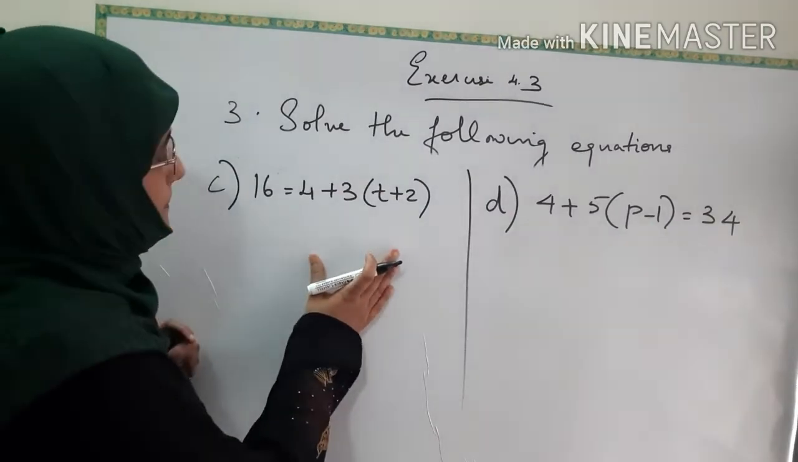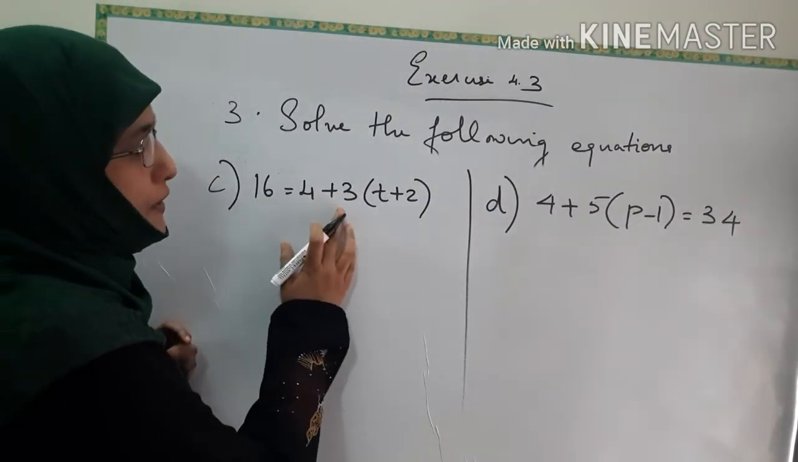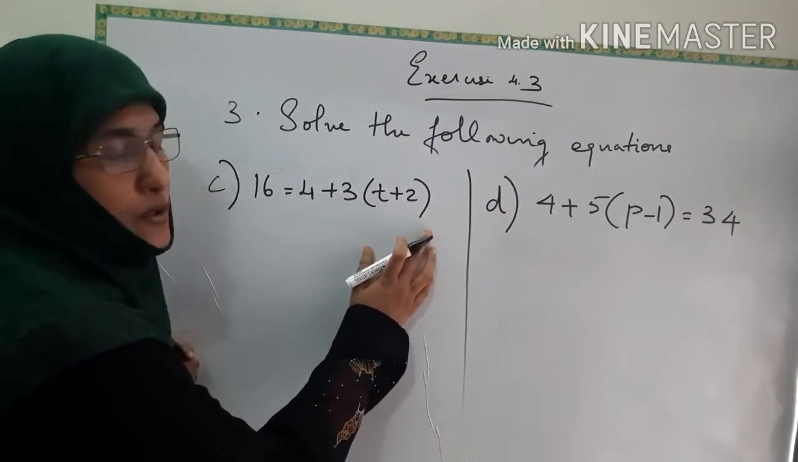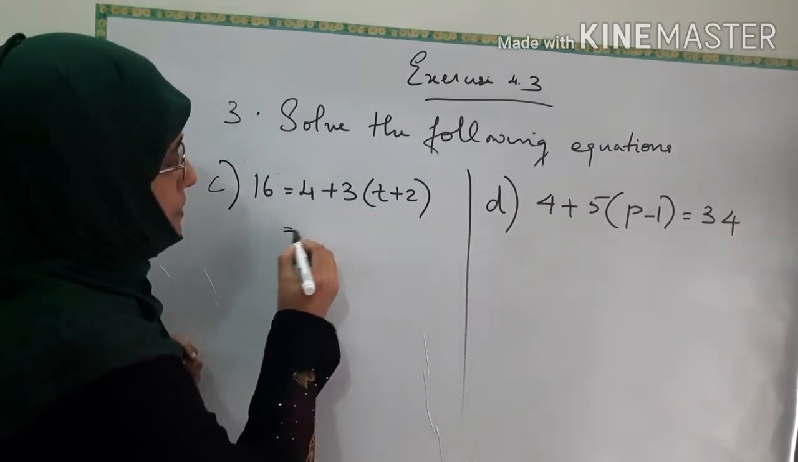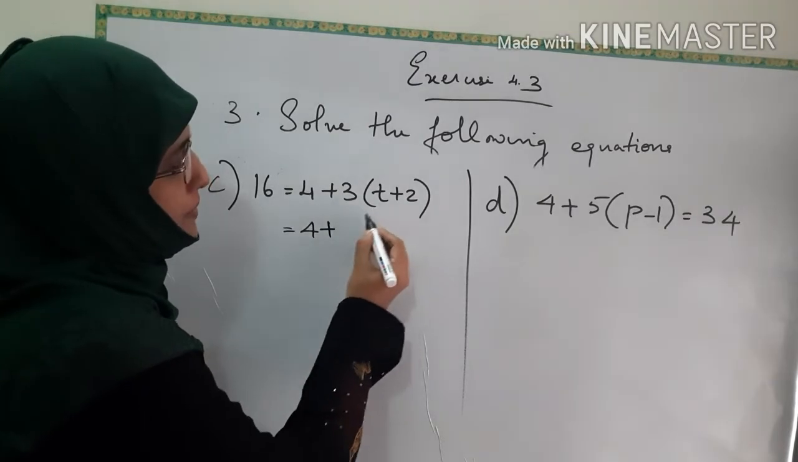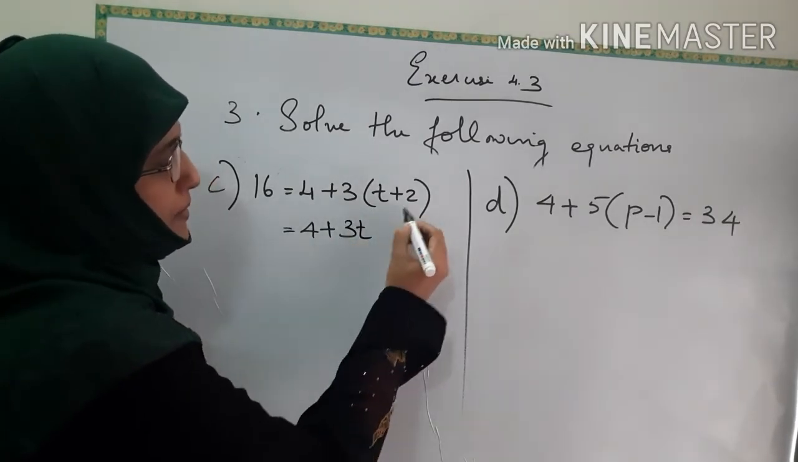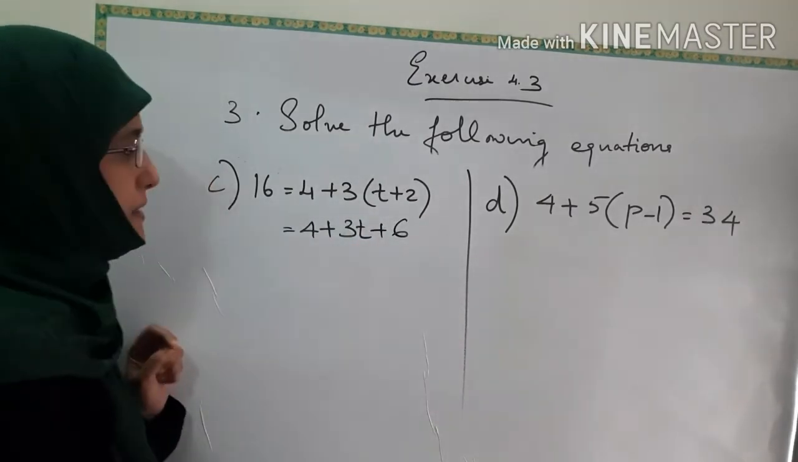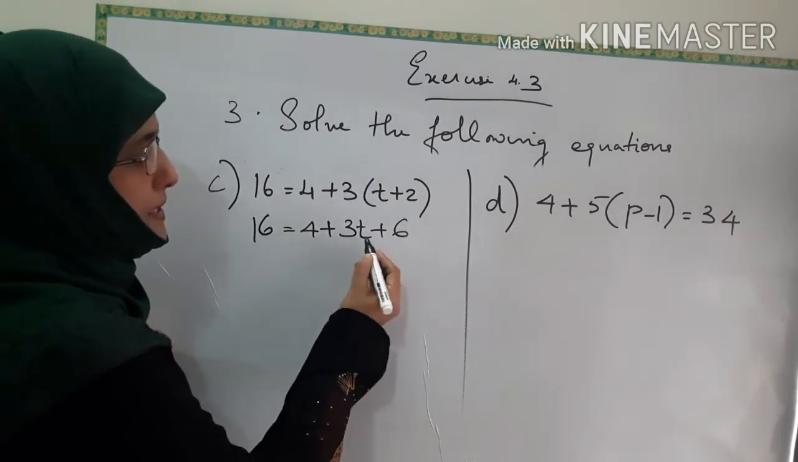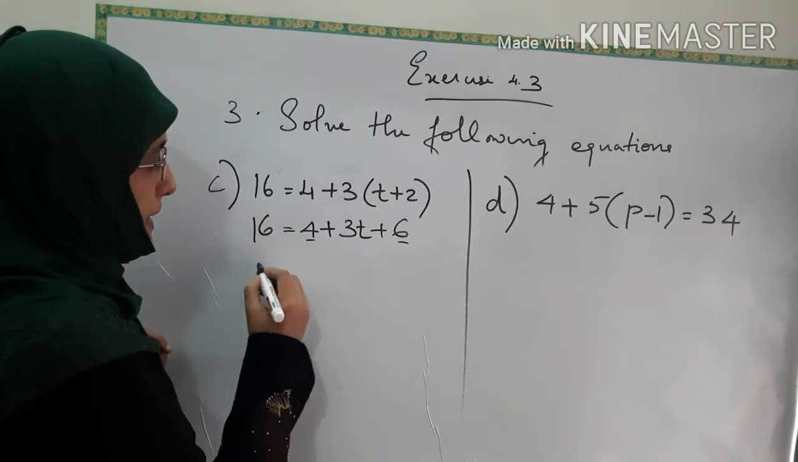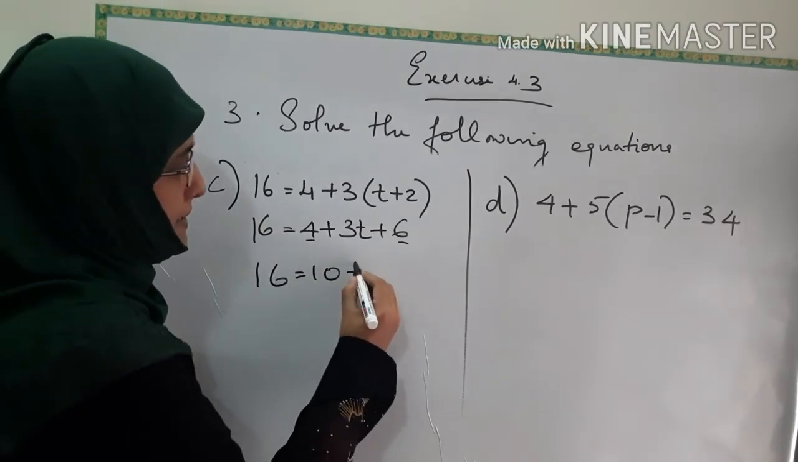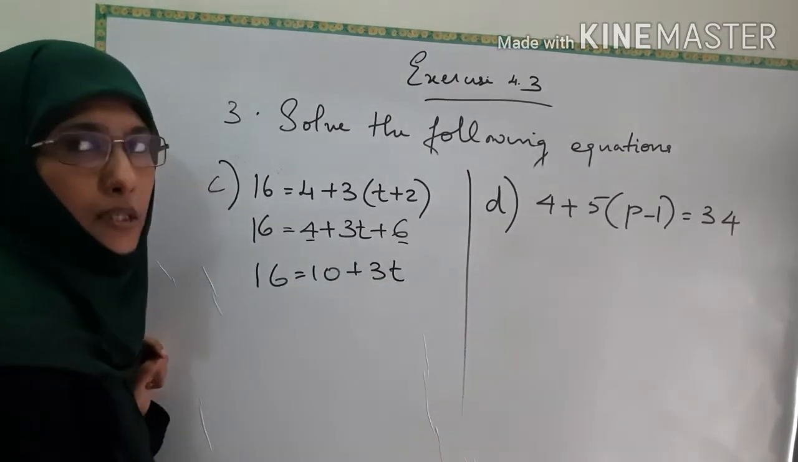Now the next one. See, 16 equal to 4 plus 3 into t plus 2. What will you do? First open the bracket. So 4 plus 3 into t, 3t. 3 into 2, 6. So 16 equal to 4 plus 3t plus 6. Here 4 and 6 we can add. 4 plus 6 is 10. So 16 equal to 10 plus 3t.